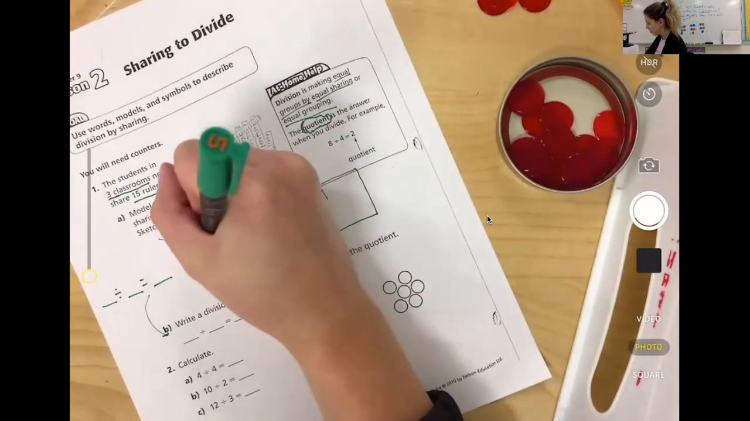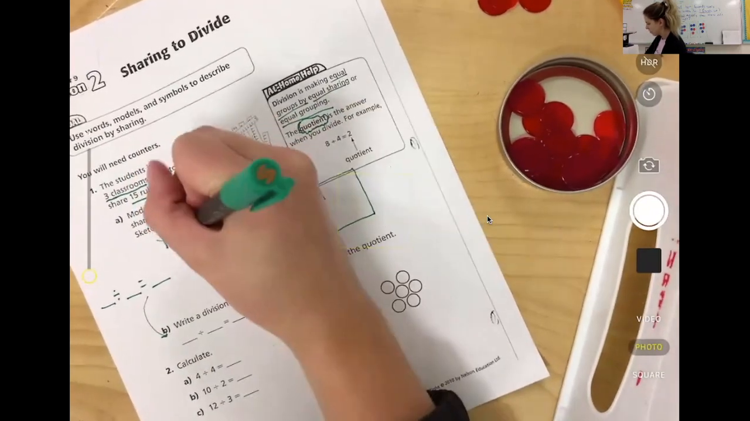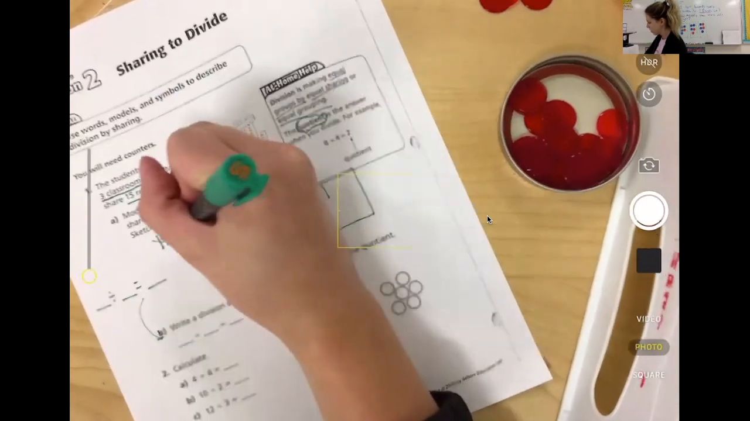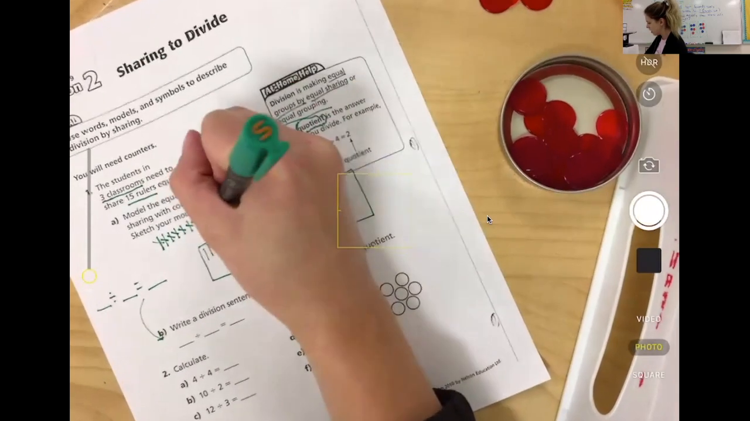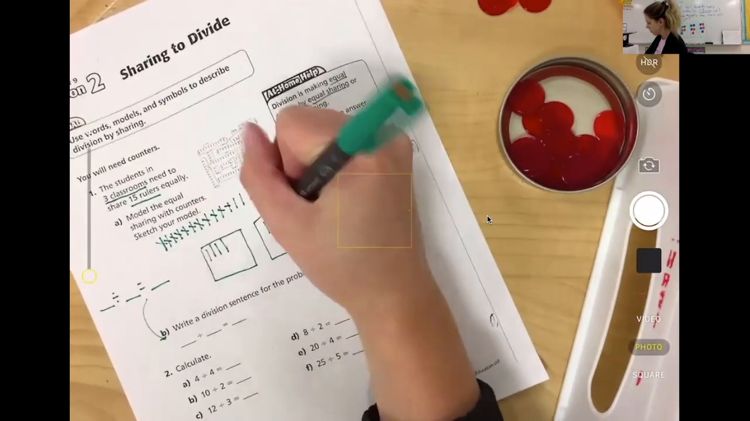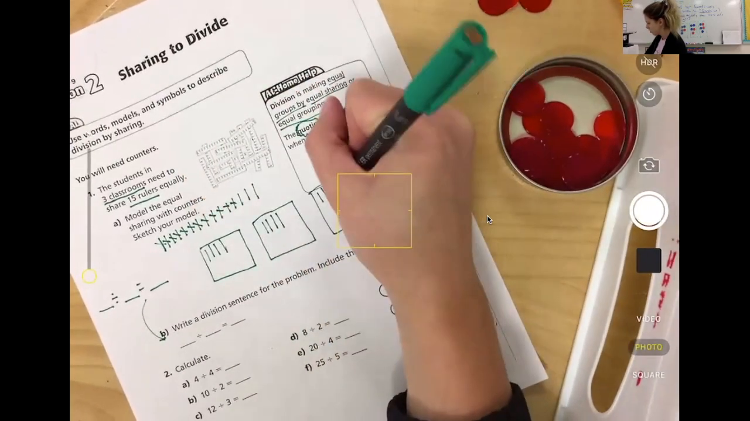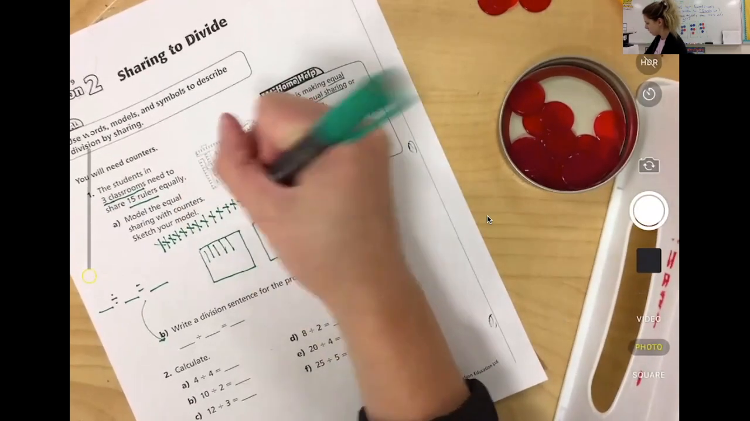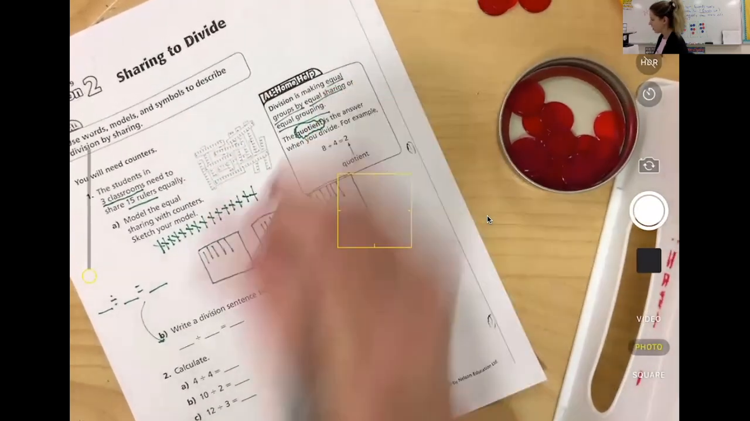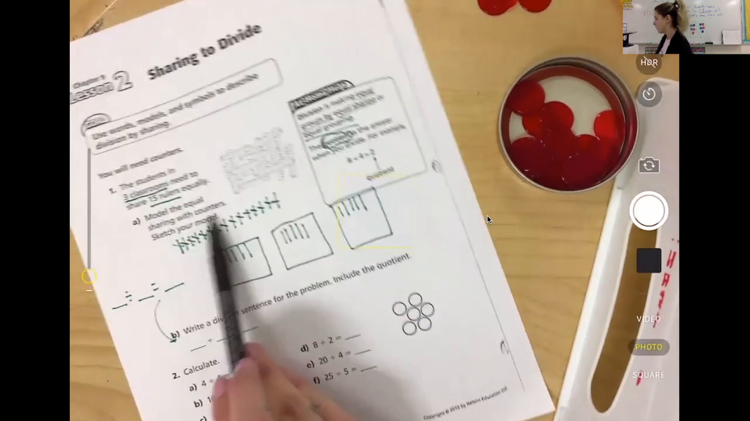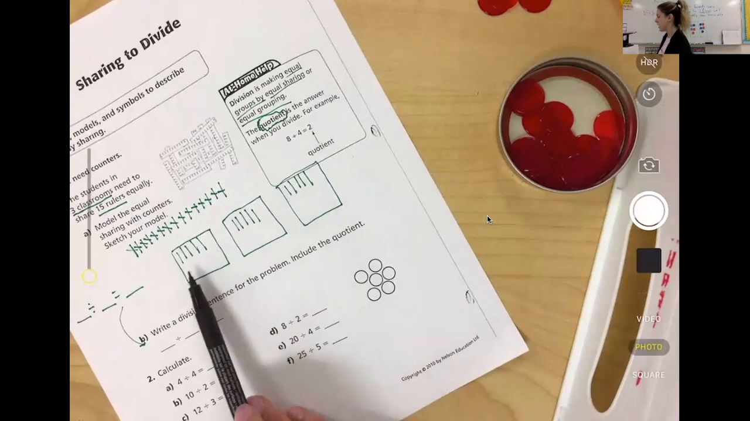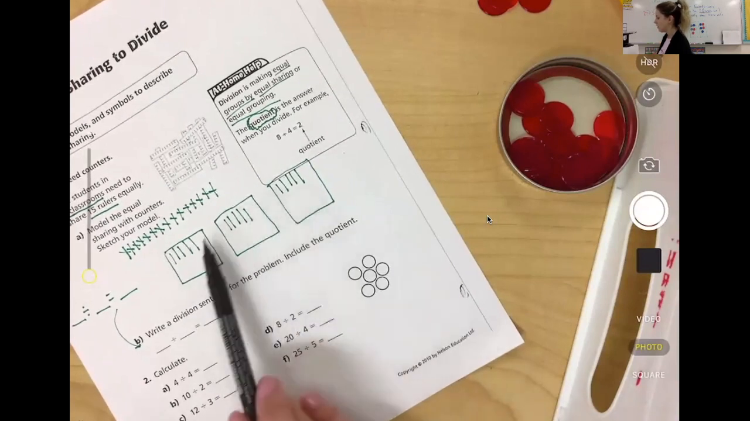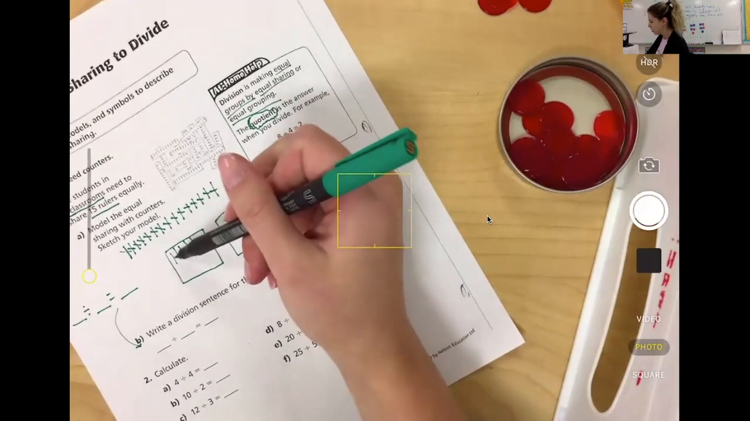And another one. And another one. And another one. And one more, I think. Good. So we had 15 rulers. We divided them into 3 classrooms. Each classroom got how many? 5. Let's make sure. 1, 2, 3, 4, 5.